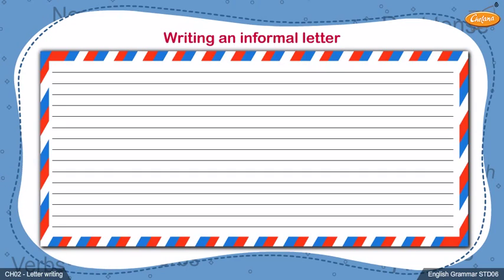Before we write an informal letter, we must understand the entire format and the basic parts of an informal letter. Firstly, you must start the letter with the sender's, that is, addresser's, address. This is written on the top right-hand corner of the page in the following manner.